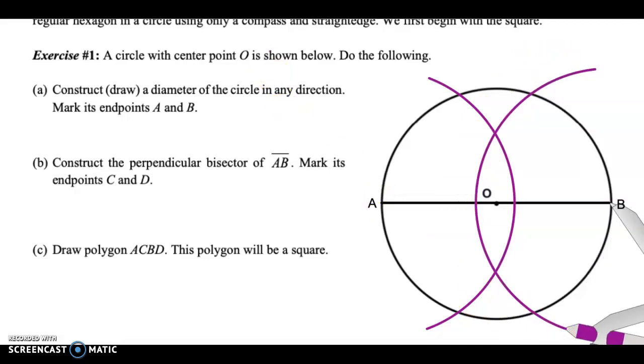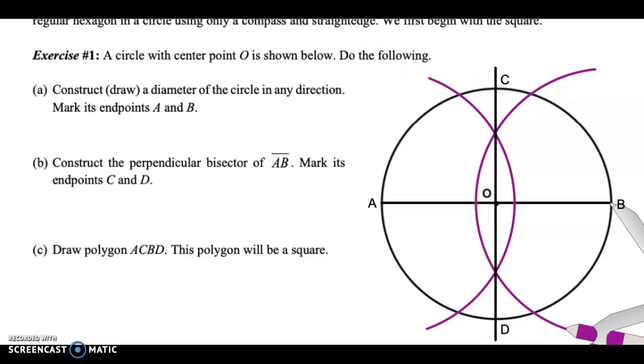Now where those two arcs meet at the top and the bottom, I'm going to connect them, so I'm going to get my ruler out, and I'm going to draw a line that goes through those 2 points. And that is the perpendicular bisector of AB. Now where that line touches the circle, not where the arcs meet, but you need to draw that line big enough so that it touches the circle. I'm going to call that point C at the top, and I'm going to call that point D at the bottom. Okay, so make sure the line is long enough that it touches the sides of the circle.